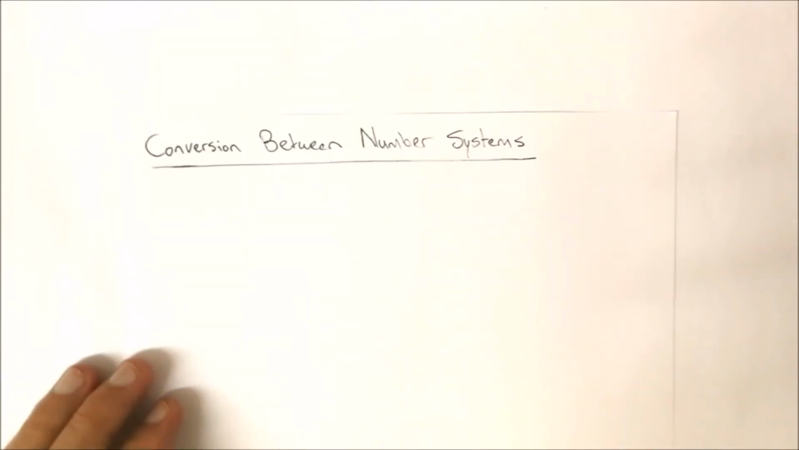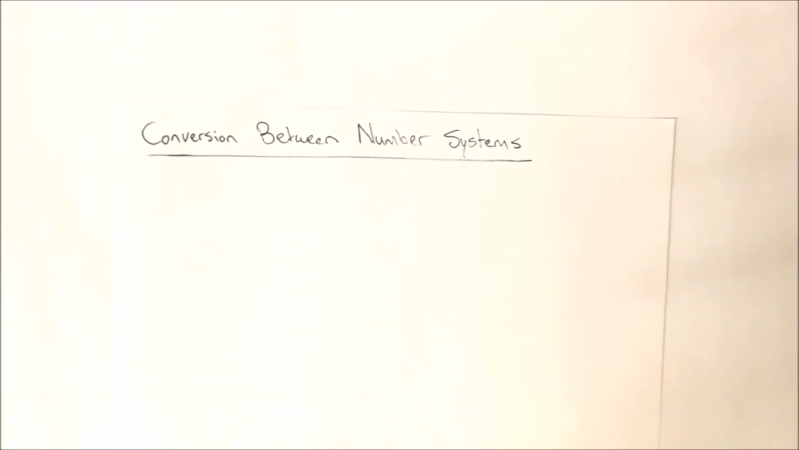Let's have a look at conversion between number systems. Up to this point, we have looked at converting binary numbers to decimal and decimal to binary numbers. We've looked at converting decimal numbers to octal numbers and octal numbers to decimal. We've looked at converting decimal numbers to hexadecimal numbers and from hexadecimal numbers to decimal numbers.